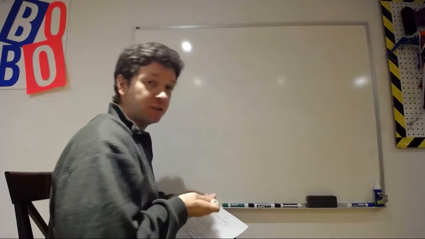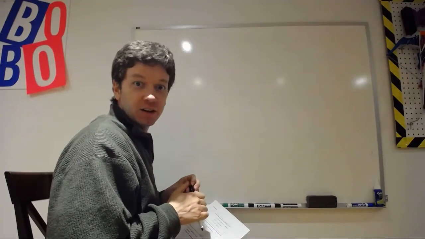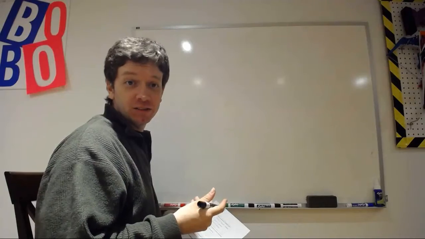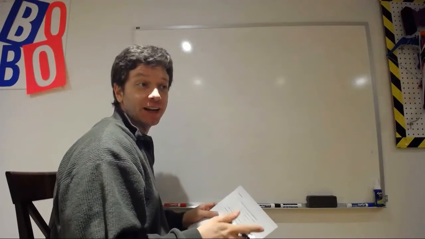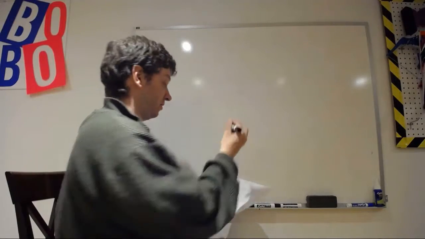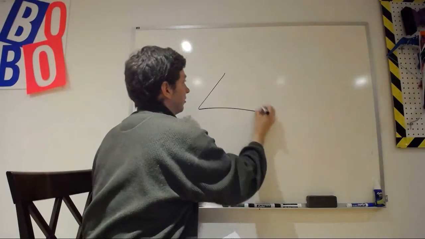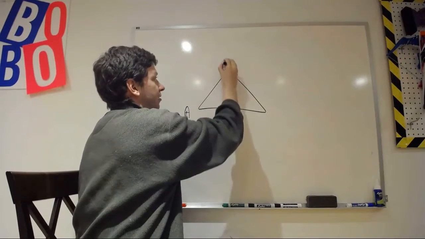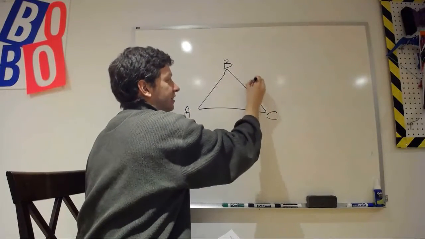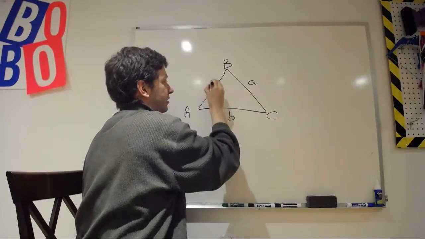All right, so cosine law. Just like the sine law, we can use it on any triangle. It's different from our trig ratios, which can only be used on a right angle triangle. So let's just draw a triangle. Let's have angles A, B, and C, and therefore sides A, B, and C.